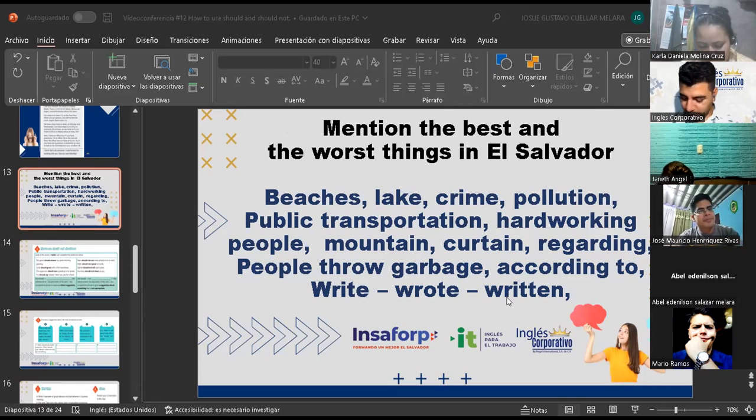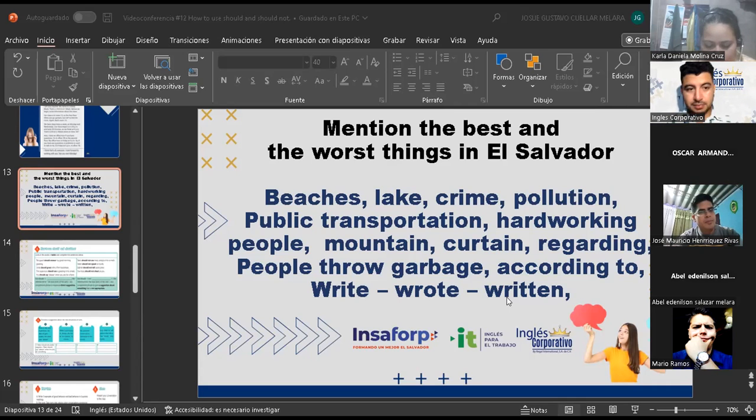Okay, let's continue with Oscar and then Kevin. The best and the worst in El Salvador. Okay, teacher. The best thing is that El Salvador has a lot of beautiful tourist places. Yeah, tourist places. A lot. The worst in El Salvador is that the Salvadorian selection never qualified for the World Cup.